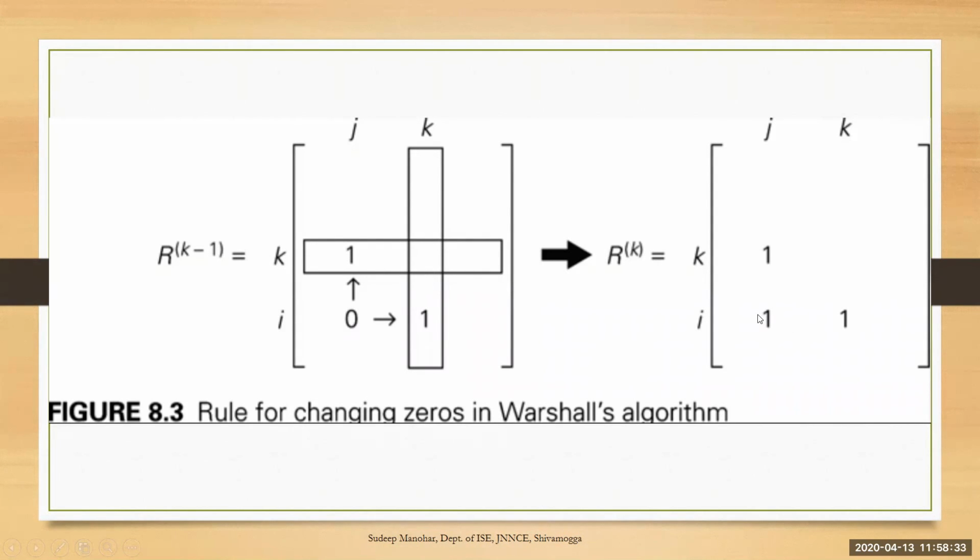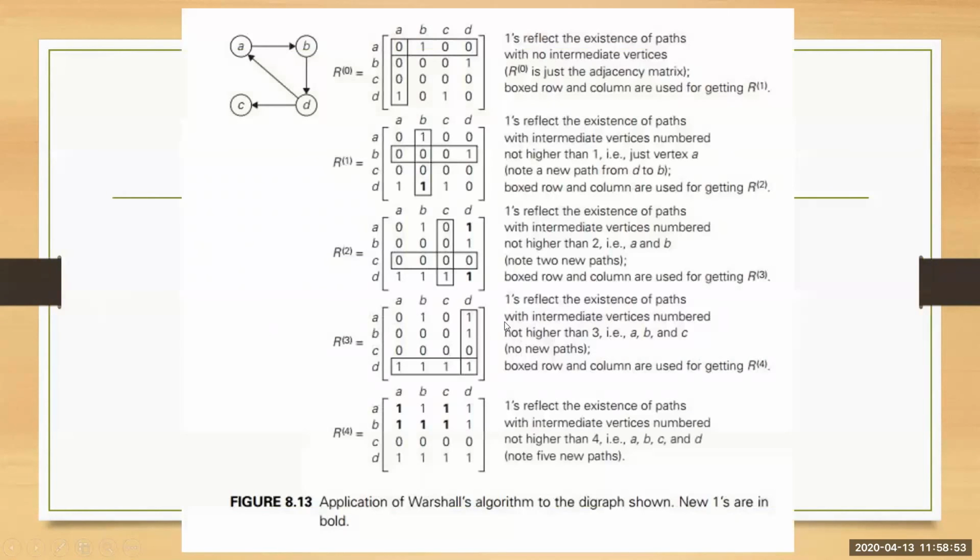So if there is a 1, then the result becomes a 1. Just keep these two things in mind. First, if there is a 1 in the previous step, it remains a 1 in the next step, the current step also. If there is a 0 in the previous step, then it becomes a 1 only if these two values are 1. We'll take one example and I'll make you understand.